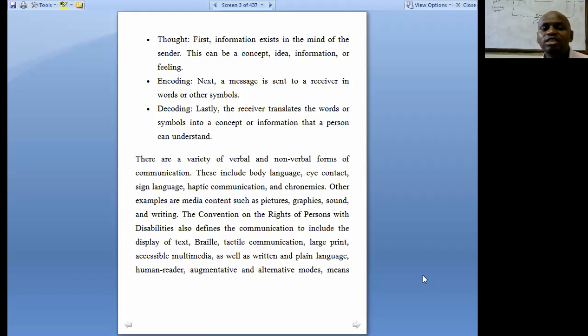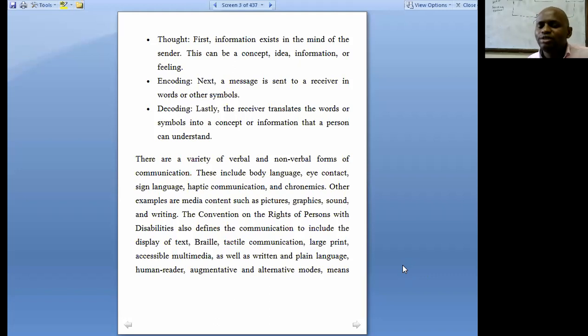Then encoding is the next thing. A message is sent to a receiver in words or other symbols. So you can decide to send the message maybe by use of words or giving symbols so that those symbols are able to be understood by both parties. Then the other one is decoding. The receiver translates the words or the symbols into a concept or information that a person can understand.